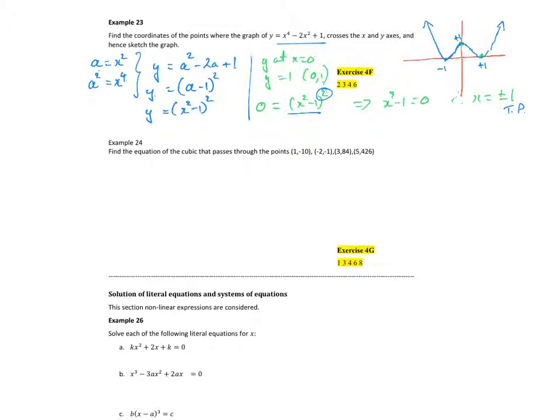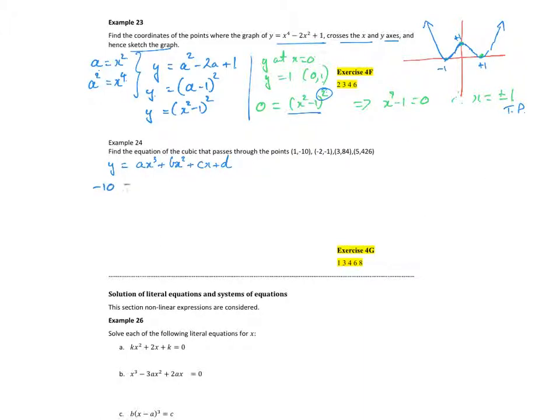Okay, just checking the question. Where does it cross the x-axis, the y-axis, and sketch the graph? So we've done all those things. Find the equation of the cubic that passes through. Cubic or quartic, I'm wondering. Probably cubic. So the general formula for a cubic is y equals ax cubed plus bx squared plus cx plus d. So we've got 4 points, 4 unknowns, we have to substitute them in. So I'll set up the equations and we use our calculator to solve.